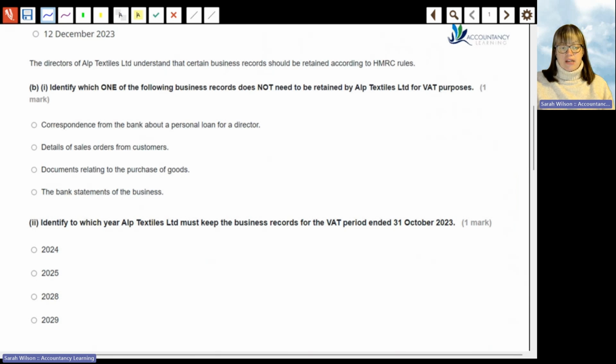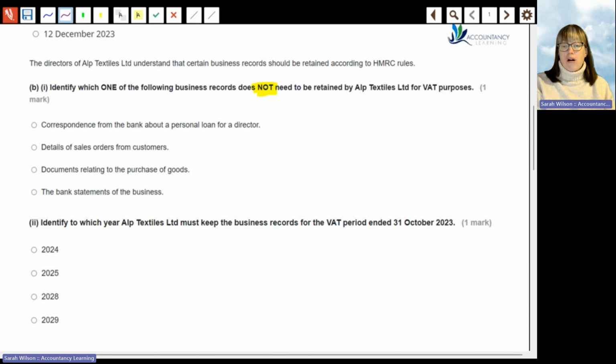The directors of ALP Textiles Limited understand that certain business records should be retained according to HMRC rules. So we have to identify now which one of the following business records does not need to be retained by ALP Textiles Limited for VAT purposes. Remember, we're looking at what doesn't need to be retained for VAT purposes. We've got correspondence from the bank about a personal loan for a director, details of sales orders from customers, documents relating to the purchase of goods, and the bank statements of the business.